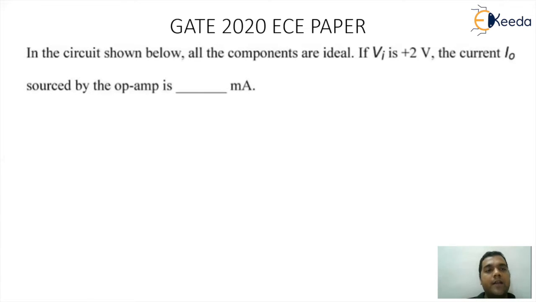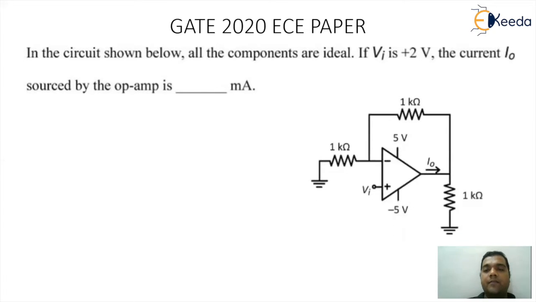Next question. This is from the GATE 2020 ECE paper. Let's have a look at the question. In the circuitry shown below, all components are ideal. If your observation is sharp, you can see Vi connected to the plus pin. The op-amp is in feedback configuration where the feedback resistor is connected to the minus pin, which implies it will work like an amplifier. Now the question is, if Vi is plus 2 volt, the current IO sourced by the op-amp is dash milliampere. We are supposed to find the value of current IO.